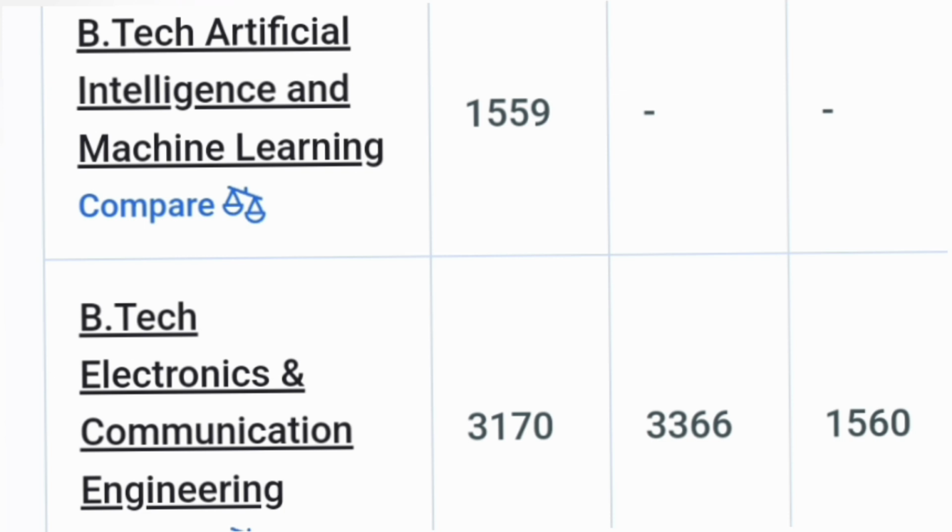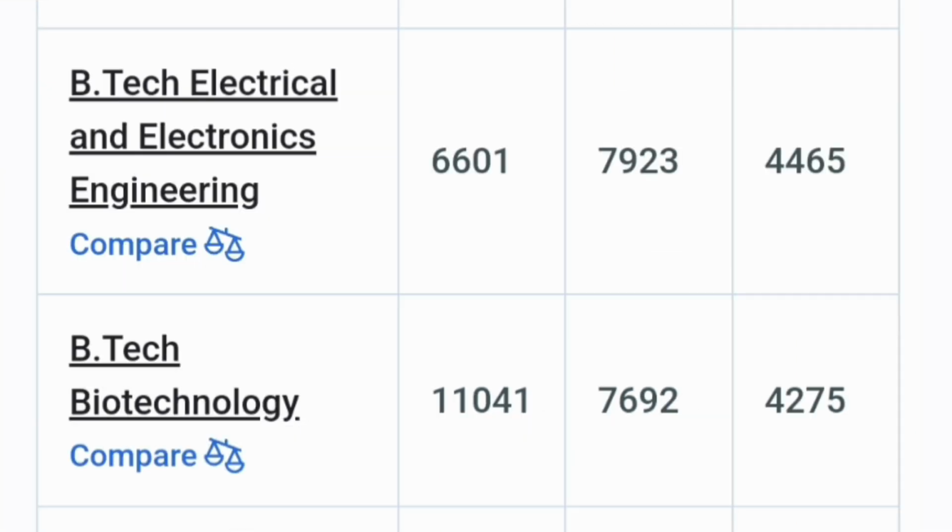A similar cutoff for this ECE branch is through the PESET exam, so few students would have given PESET, with the same cutoffs. Now you see BTech Electrical and Electronics Engineering. Again the cutoff here was 6600. So here the trend is that the cutoff has reduced. It became a little bit tougher for you to get the EEE branch compared to the 2022 batch.